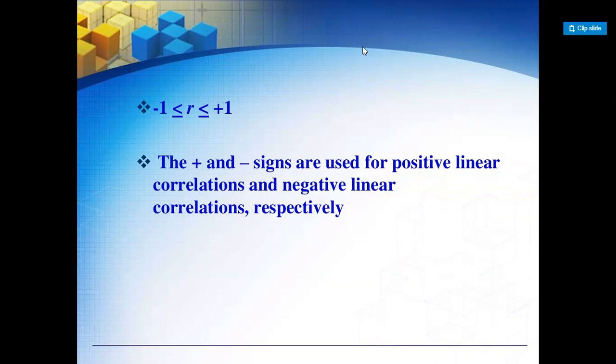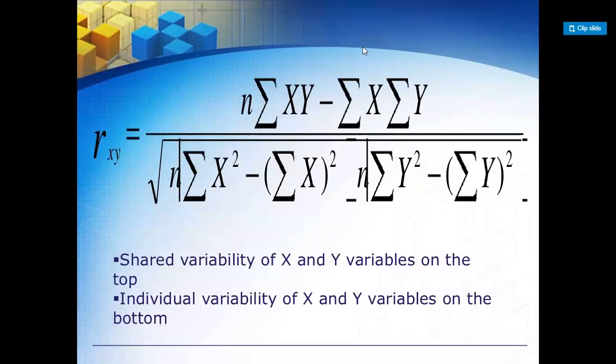When r equals plus 1, it means there is a perfect positive correlation. When r equals minus 1, it shows that there exists a perfect negative correlation between the two variables. If r equals 0, it means there is no relationship between the two variables. We have already discussed that previously, but once more it is here.